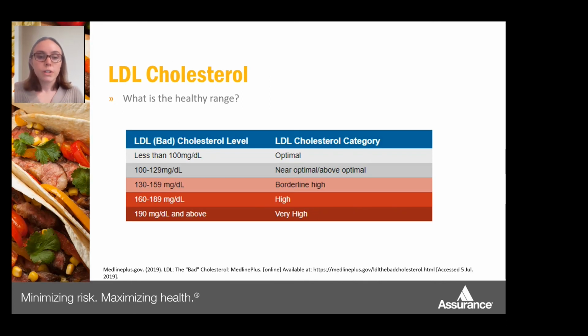Here we have the ranges for LDL cholesterol. For a healthy range, we want our LDL cholesterol to be less than 100 milligrams per deciliter. Near optimal, or above optimal, is going to look like 100 to 129 milligrams per deciliter. It becomes borderline high when it's 130 to 159. It's considered high when it's in the range of 160 to 189. And then it's considered very high if it exceeds 190 milligrams per deciliter.